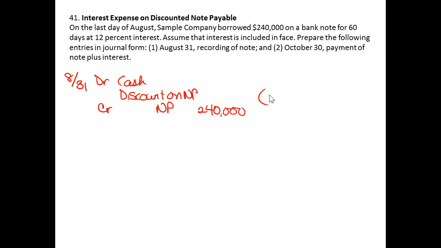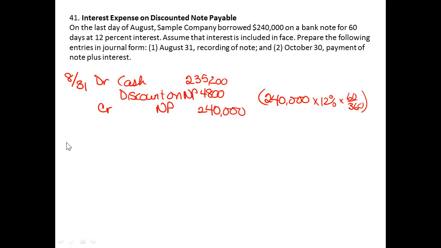And how I compute that, it's the principal, $240,000, times the interest rate, 12%, and it's a 60-day note, 60 over 360. So notice up front that the lender is withholding from us basically their profit, the interest that they would owe, or we would owe. So we're only going to get $235,200. So we don't get the full amount.